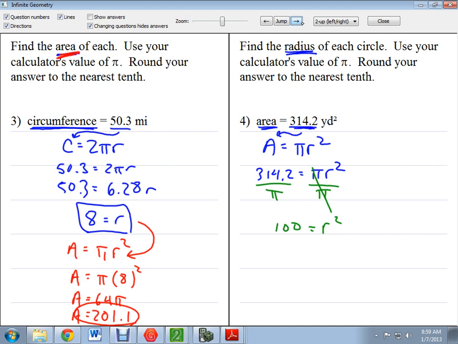Now, since r squared is equal to 100, that's not my radius, that's my radius squared. The undoing of a square is done by doing a square root. So we're going to square root both sides, giving me r is equal to 10, because 10 times 10 is equal to 100. And that's what I was asked for, so I can stop there on this problem. I don't have to go any farther.